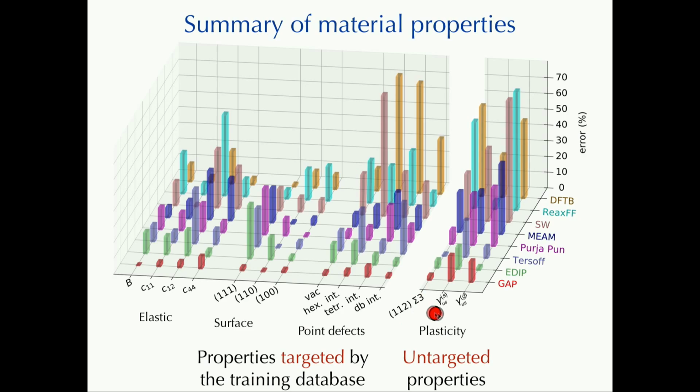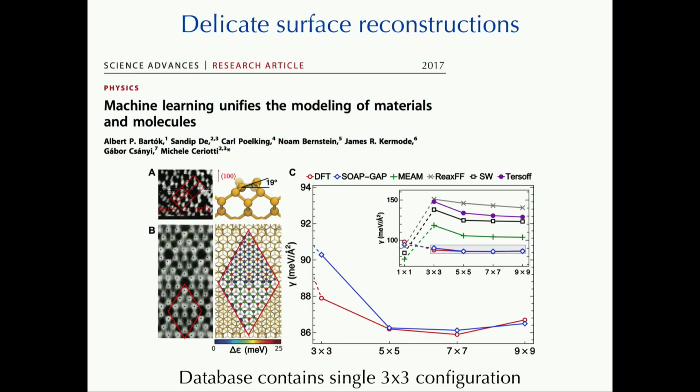So this is a grain boundary. It's a sigma-3 grain boundary, and these are stacking faults. And again, those are within 10%. Delicate surface reconstructions, the famous 7x7 reconstruction here on the 111 surface, and here are all the other interatomic potentials. Here's GAP against DFT, here's a zoom. So we put in the 3x3 into the database, and this delicate chemical balance between strain and chemical energy is reproduced really within the DFT error.